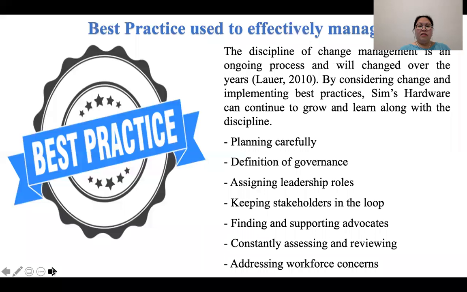The best practices used to effectively manage change. The discipline of change management is an ongoing process and will change over the years. By considering change and implementing best practices, Sims Hardware can continue to grow and learn along with the discipline through planning carefully, definition of governance, assigning leadership roles, keeping stakeholders in the loop, finding and supporting advocates, constantly assessing and reviewing, and addressing workforce concerns.